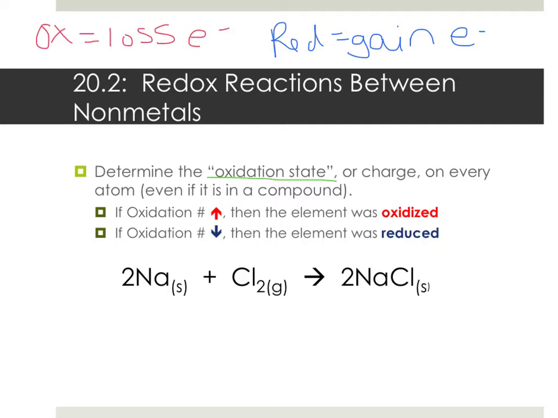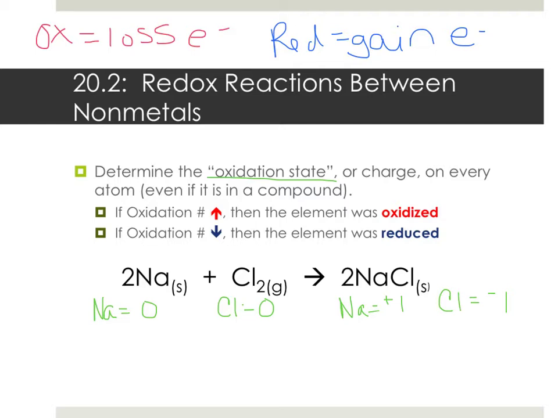Coming down here to this example, we know that sodium has an oxidation state of 0 because it's not in a compound and it doesn't have a charge. Likewise, chlorine has an oxidation state of 0. It's not in a compound and it doesn't have a charge. Over here, we see that sodium is in a compound, and we know from our rules that group 1 elements always have a positive 1 charge when they're in a compound. This means that chlorine must have a negative 1 charge in order for them to add up to 0, as they must in this neutral compound.